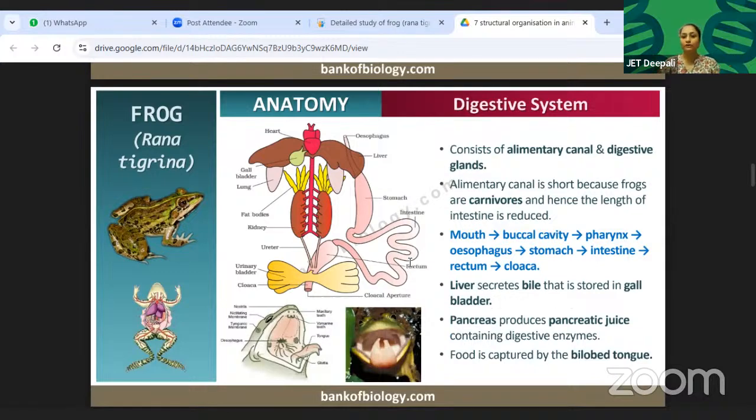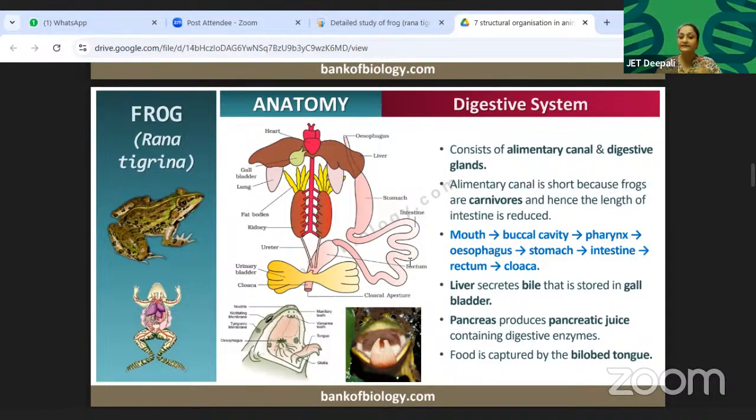Alimentary canal is short because frogs are carnivores and hence the length of intestine is reduced. Why carnivores? Because they are eating insects. They are not living on the grasses. They are not herbivores. Okay. See, alimentary canal pathway. First mouth, then buccal cavity, then pharynx, then esophagus, then stomach, then intestine, then rectum, and then cloaca.